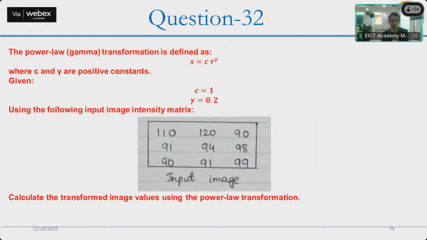So now coming to another part. In another question, the power law transformation is defined as S equal to C R to the power gamma. Remember one common thing whenever we are solving this power transformation: S is the transformed value and R is the initial value.